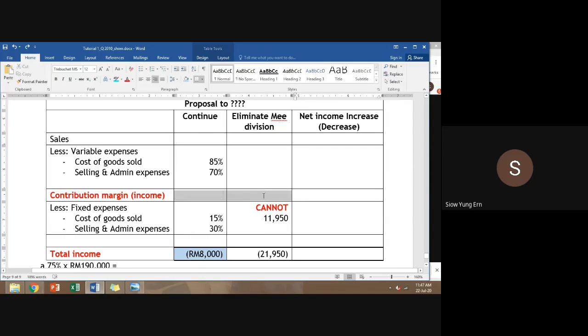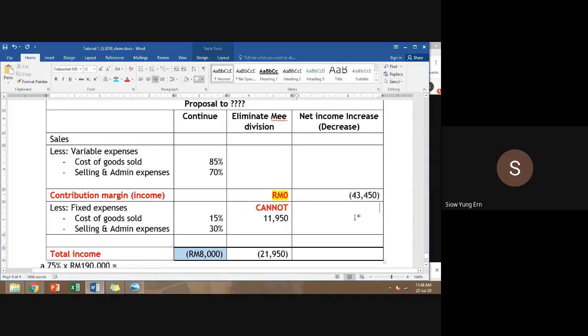So next, contribution margin. Remember, this is an income. Correct, negative 43,450. Contribution margin is an income. So from 43,450 it becomes 0. So your net income also decreases. Or another way to calculate is you add up these two columns, and you should get the same answer.